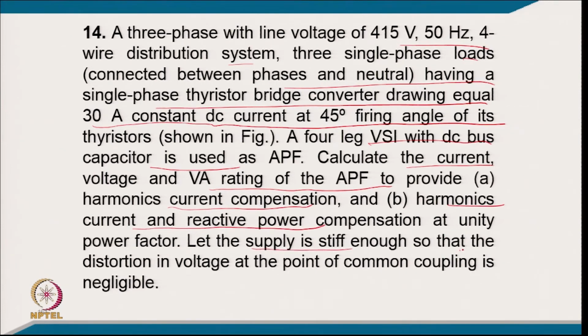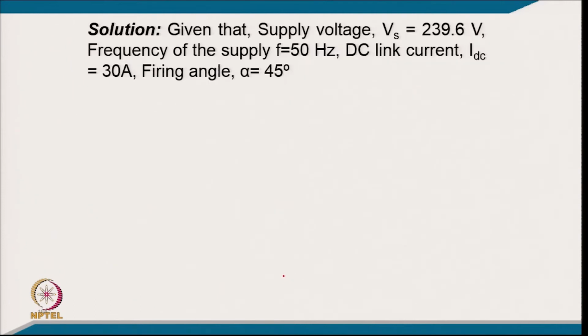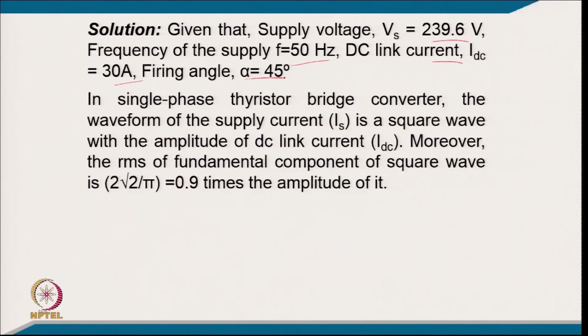Let the supply be stiff enough so that the distortion in the voltage at the point of common coupling is negligible. This is the typical system: a diode rectifier or thyristor converter with its load, and the shunt active filter with the load current also. The supply voltage is 239.6 volt at a frequency of 50 Hz, with a DC link current of 30 ampere and a firing angle of 45 degree.